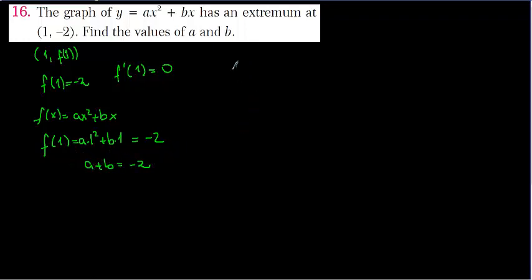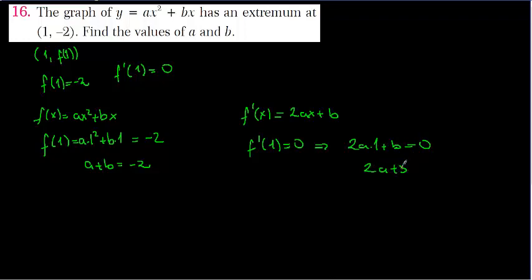Now f derivative x is equal to 0, so f derivative x is going to be 2ax plus b. And f derivative 1 is equal to 0 means 2a times 1 plus b is going to be equal to 0. 2a plus b is equal to 0. If we write these two equations, a plus b is equal to minus 2, and 2a plus b is equal to 0.